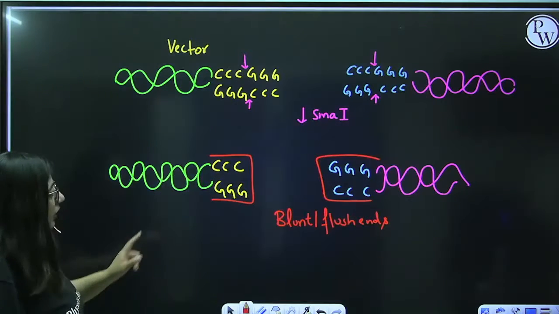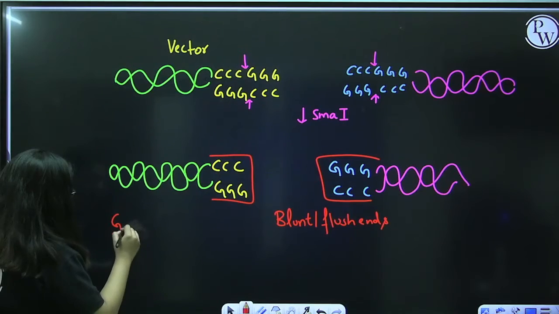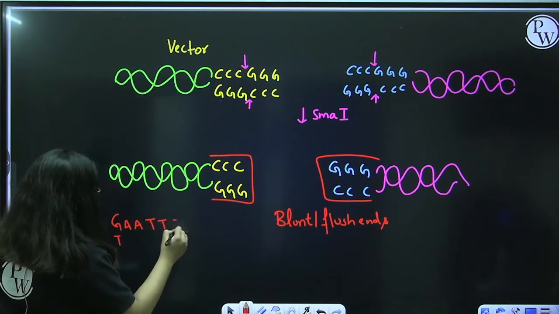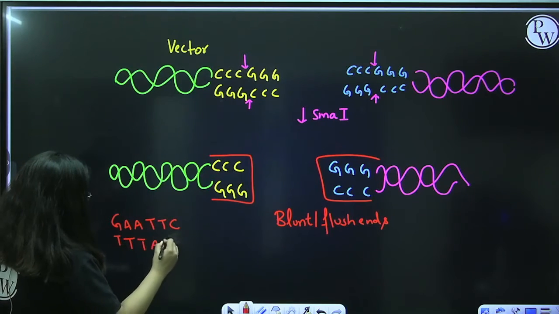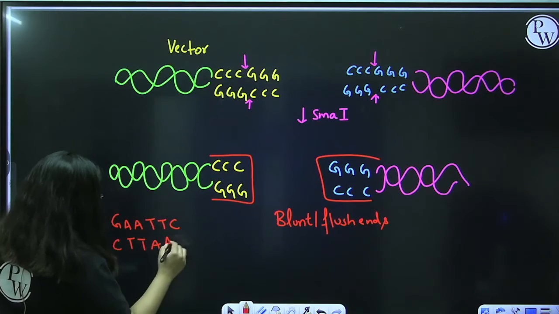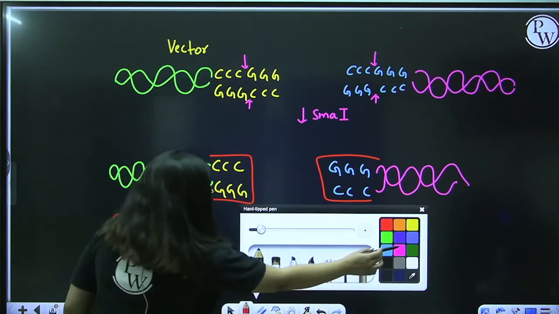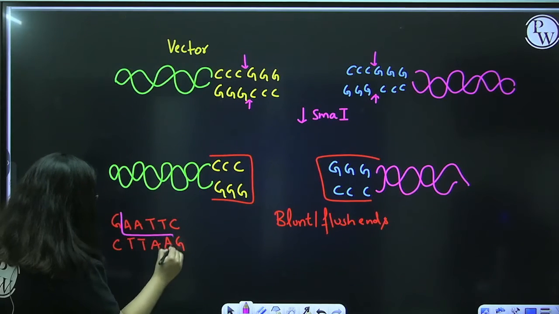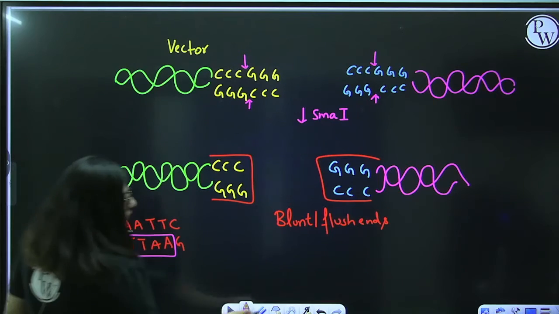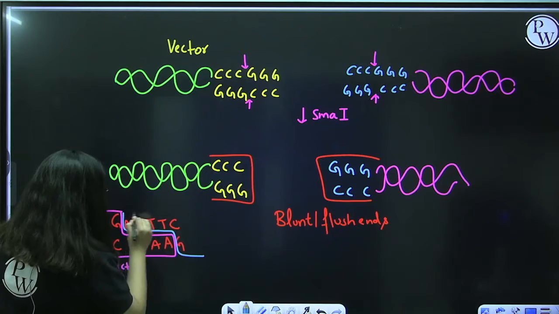What happened? The sticky ends, let me draw it here, G, T, like these were your sticky ends formed. How were the sticky ends formed? Like this. This was one end, imagine, of a vector, and this was another end of the foreign DNA. Right? This was like that.